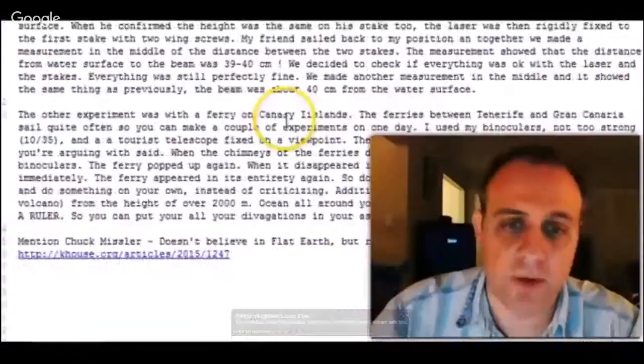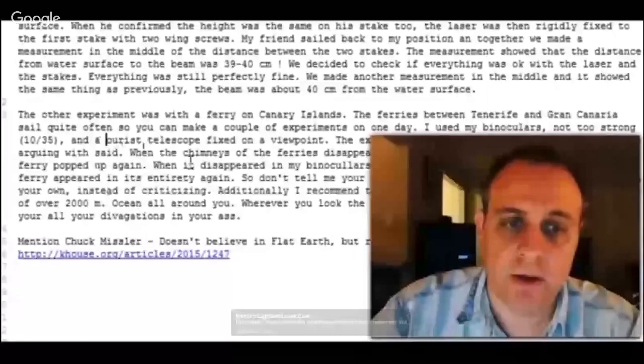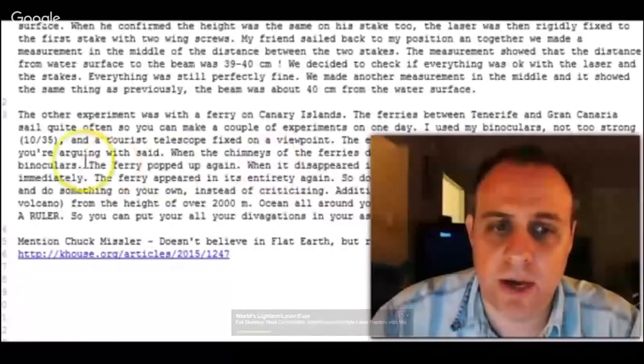Ferries between Tenerife and Gran Canaria sail quite often, so you can make a couple of experiments in one day. I used my binoculars, not too strong, 10x35, and a tourist telescope fixed on a viewpoint. The experiment showed the same thing this guy you were arguing with said.